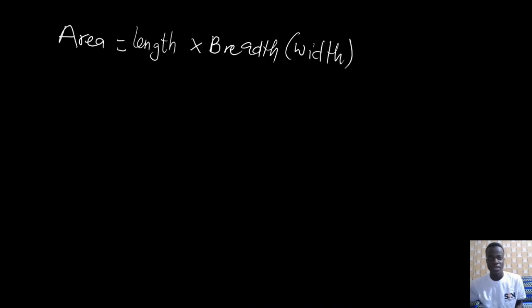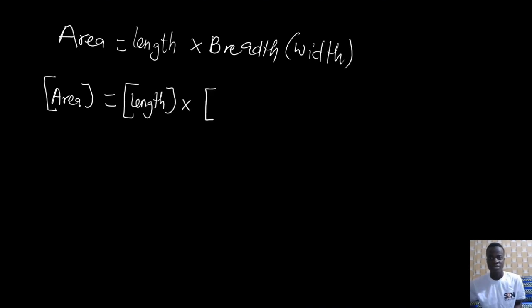So if you are doing the dimension analysis, what do we say? The dimension analysis of area. We bring the square bracket. Whenever you are bringing the square bracket, it means that you are doing dimension analysis. It's going to be equal to the dimensional analysis of length times the dimensional value of breadth as well.